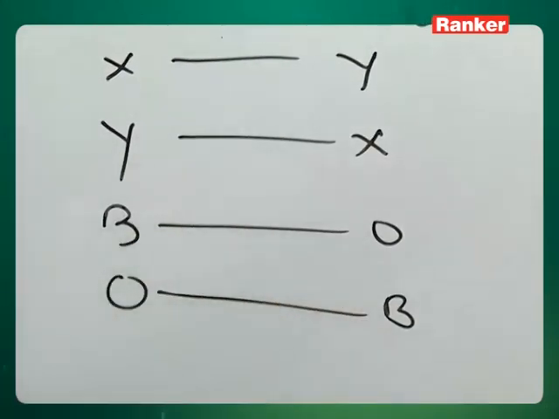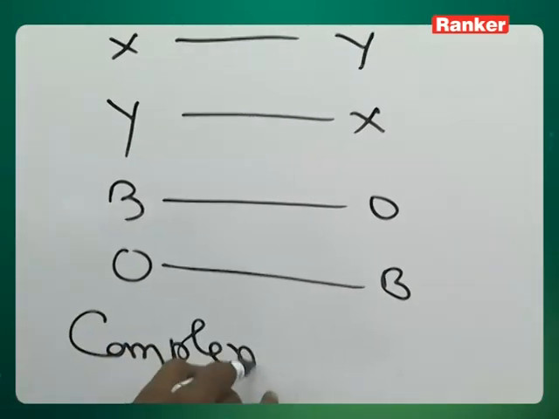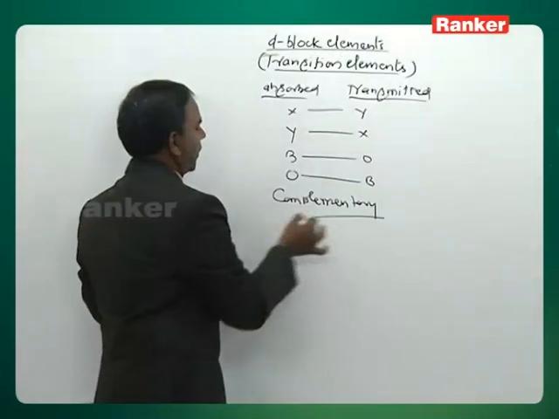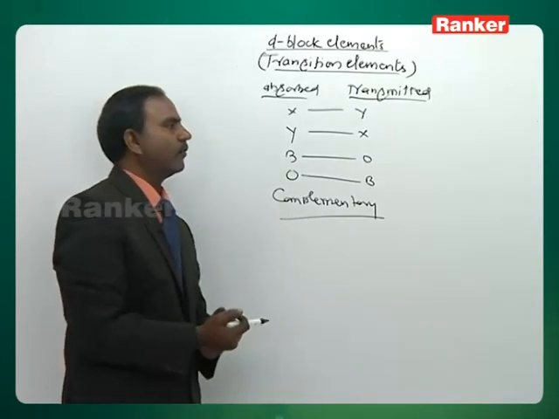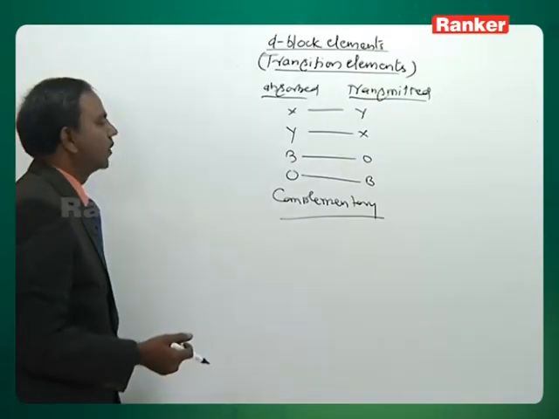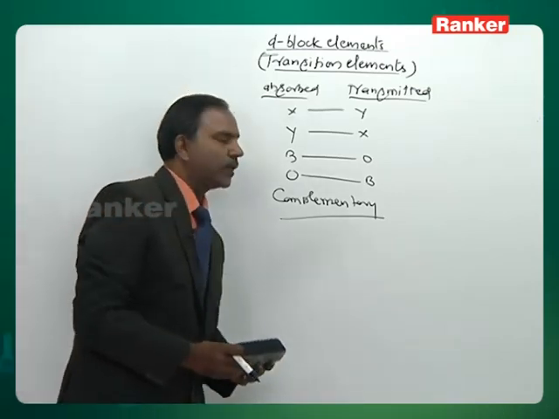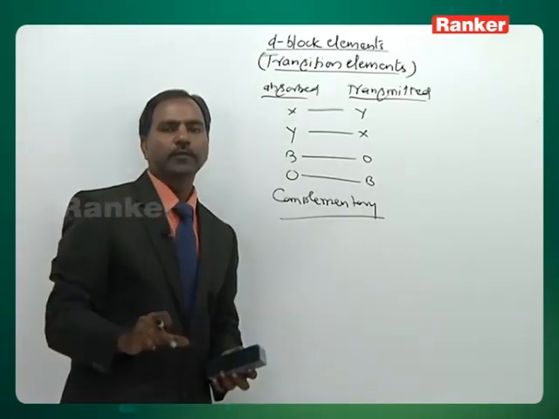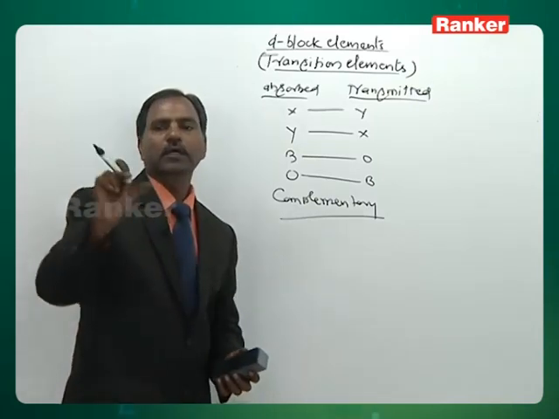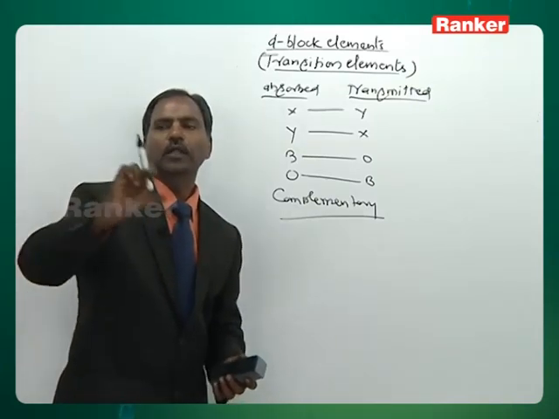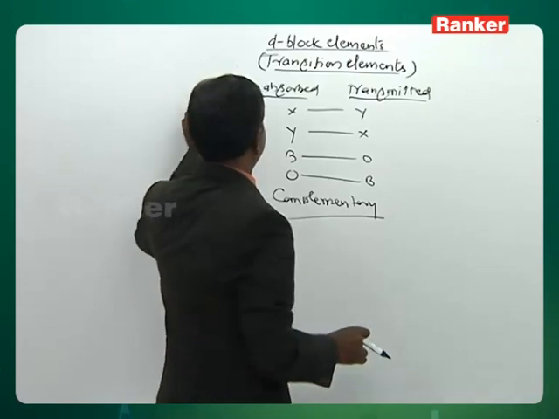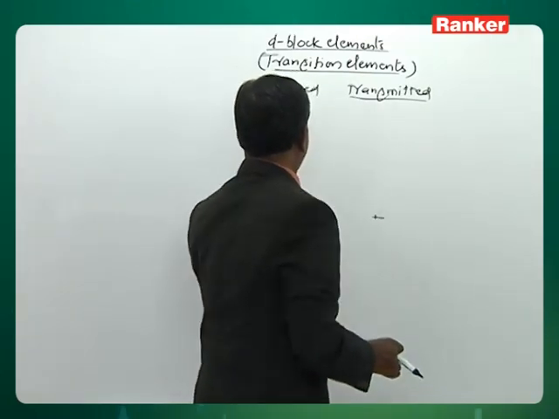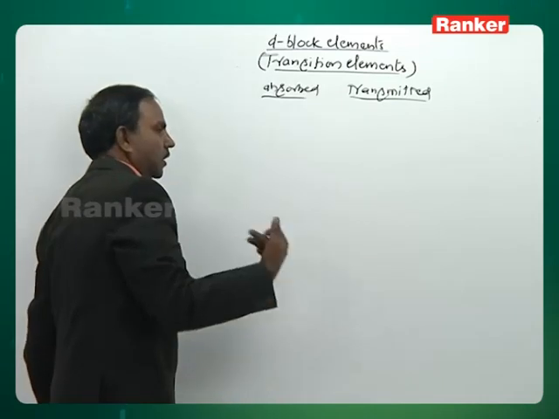The pairs of colors, either X and Y, or blue and orange, orange and blue, the pairs of absorbed and transmitted colors, what do we call them? Complementary colors. Now let me show a table. Taking the entire visible region, what color is actually absorbed, what color is actually transmitted? What are the complementary colors among this visible region of light?